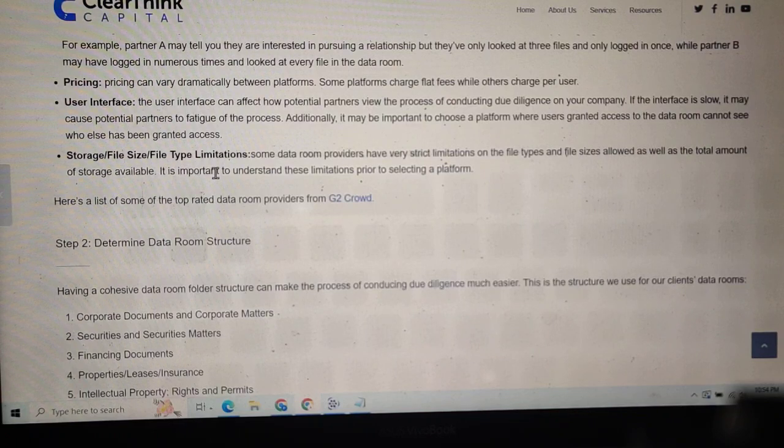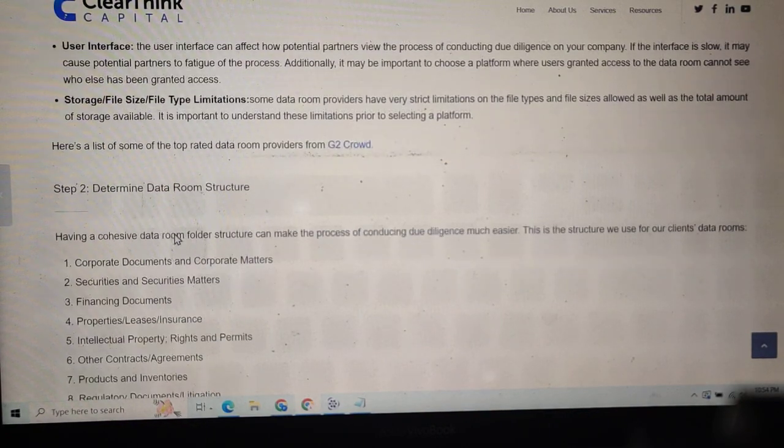Storage. Some data room providers have very strict limitations on file types or file size, as well as total amount of storage. It is important to understand the limitations when selecting a platform.